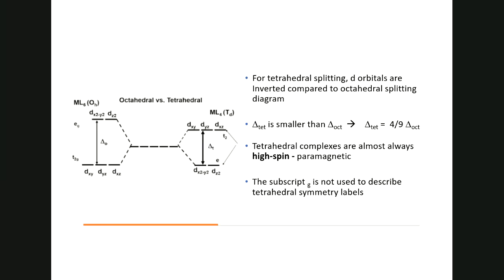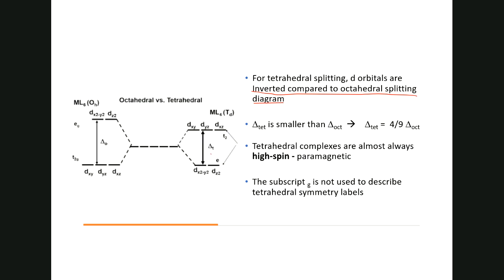Okay. So if I want to look at it and compare the two, here's my tetrahedral, and my tetrahedral is inverted compared to the octahedral splitting diagram. Whereas in octahedral, my dx squared minus y squared and dz squared are higher in energy, in the tetrahedral, those are actually lower in energy.